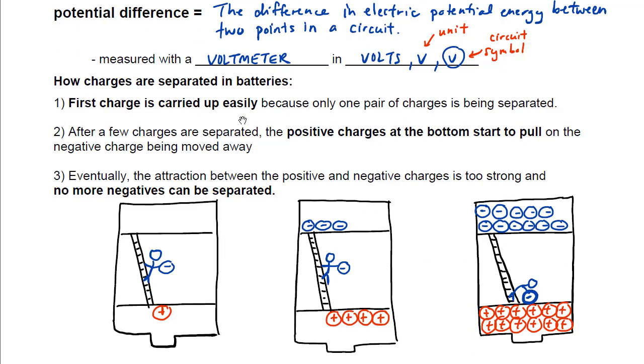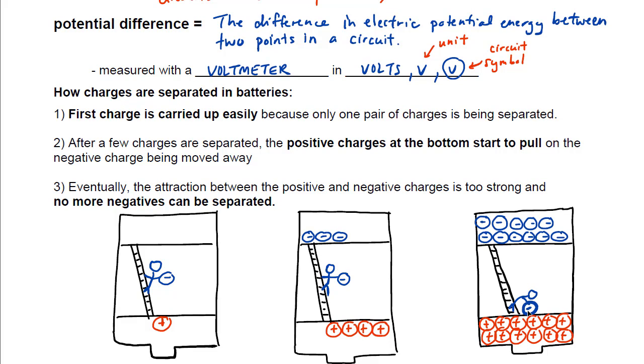So here's how charges, well, it's a cartoon way to show what's happening here. First, you get a charge carried up very easily. You get some charge separation. Imagine you got a little guy inside the battery, and he carries it up and he places it on the top shelf. And he can do that over and over and over again, placing them on the top shelf.